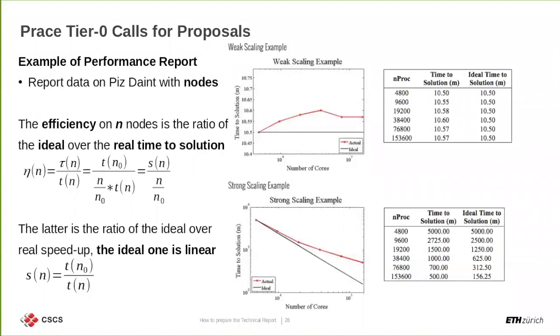Then also here, you evaluate the efficiency on a certain number of nodes n as the ratio of the ideal time to solution divided by the real time to solution. So in the formula I put with Greek letters the ideal, the tau is the ideal time to solution, and the t is the real time to solution. The ratio is equal to the ratio of the real speed up, s, at a certain number of nodes n, divided by the ideal speed up, which grows linearly. So it is n divided by n0. In this case, n0 in the table that we have here would be 4,800 processors.